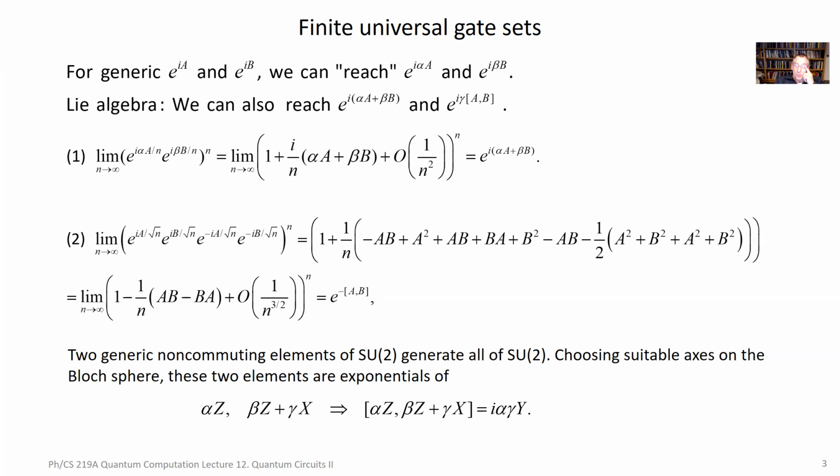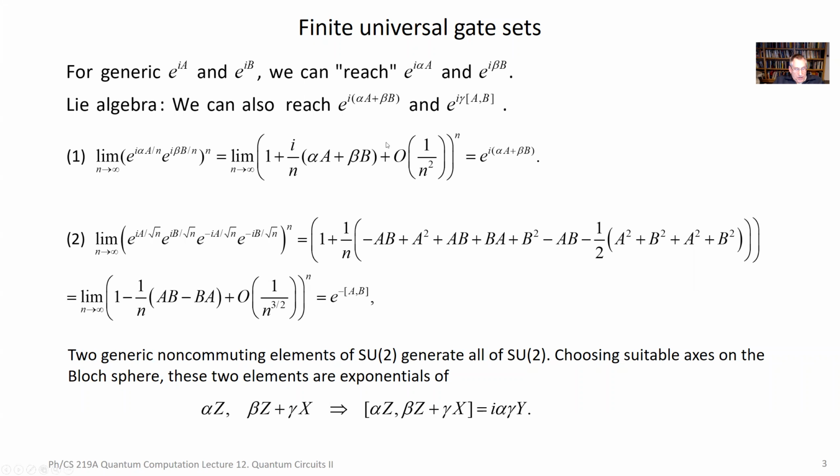And they're closed under more than just taking linear combinations. They're also closed under commutation. So I claim that if I can reach e to the iA and e to the iB, both generic, then I can reach e to the iγ times the commutator of A with B, for any γ. Okay, so how do I see that that's true?